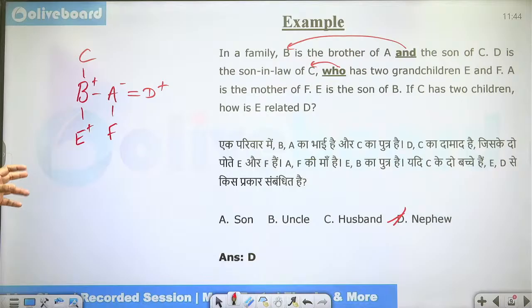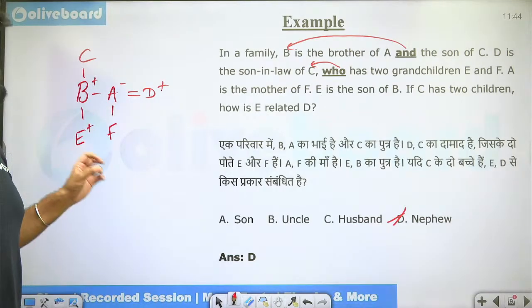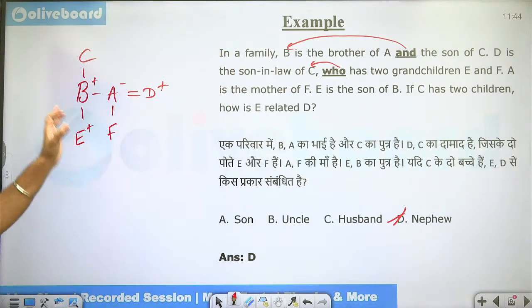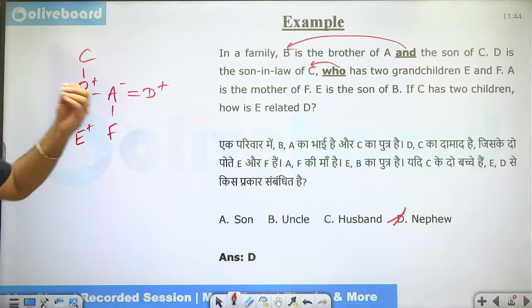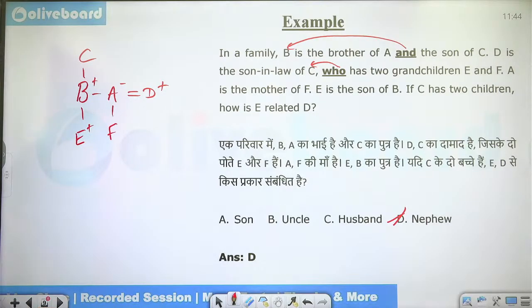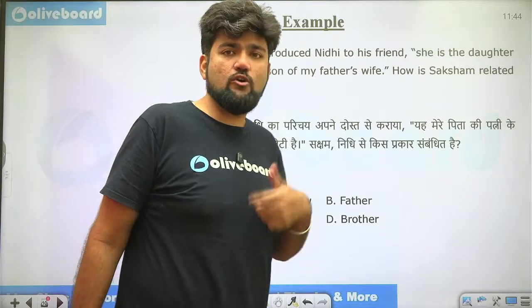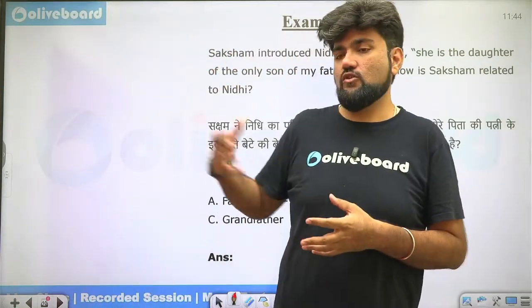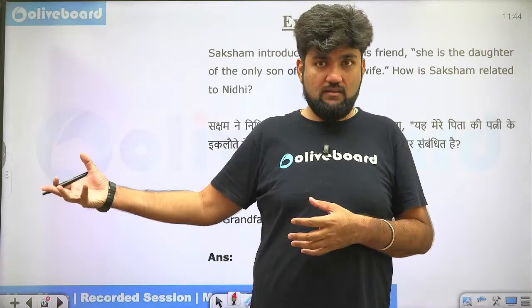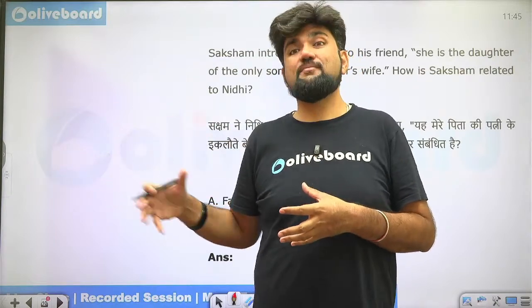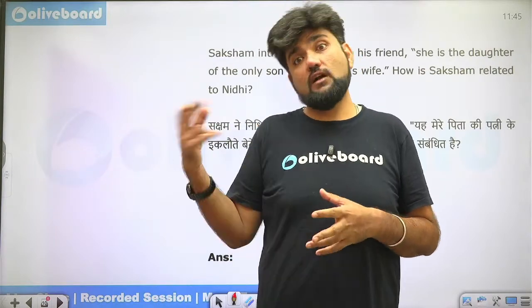This is your direct blood relations. Simply, relationships are mentioned. You connect them, form a tree, read the tree, give your answer. That's it. Plain and simple. Now we look at the second type. The second type is pointing based. Pointing based means somebody introduces somebody to a third person and mentions the relationship indirectly.